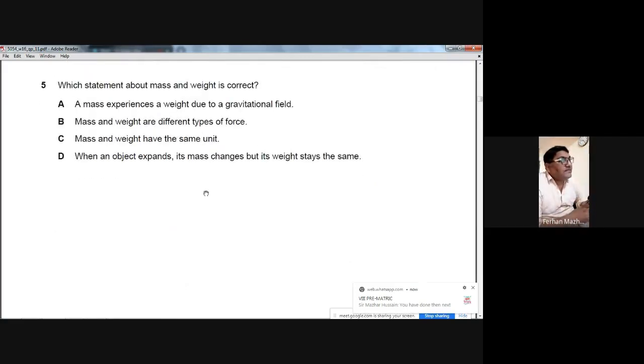Question number 5. Which statement about mass and weight is correct? A: Mass is just weight due to a gravitational field. Yeah, that's correct to some extent. Mass and weight are different types of forces. That's wrong. Weight is a force, but mass is not a force. Mass and weight have the same unit. No, that's wrong. When an object expands, its mass changes but its weight stays the same. No. So A is the best option. Question number 5, A is the best option.